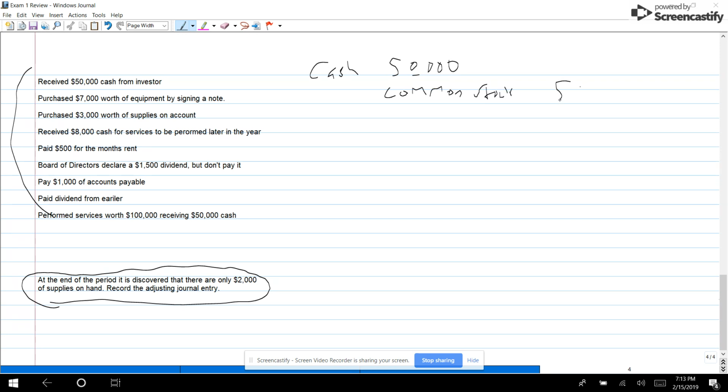I'm going to erase these, so if you want to write them down, you can just pause the video and write them down, just for the sake of room, because it's hard to write small with a stylus.